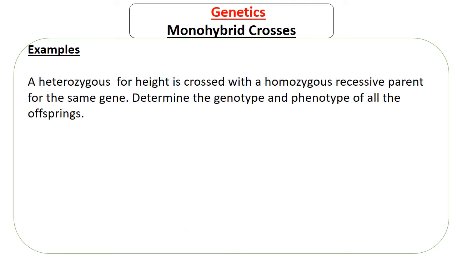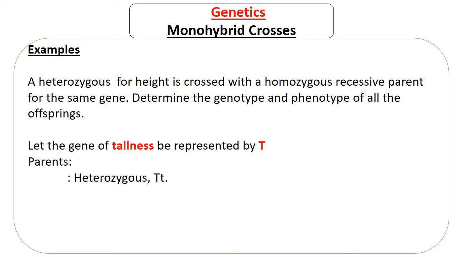Finally, there's this: heterozygous for height is crossed with a homozygous recessive parent for the same gene. Determine the genotype and phenotype of all the offspring. So let the gene for tallness be represented by T again. Parents, of course, we have heterozygous, which is Tt, and homozygous recessive. Homozygous recessive means they are the same. By the way, homozygous recessive means that they are small letters.